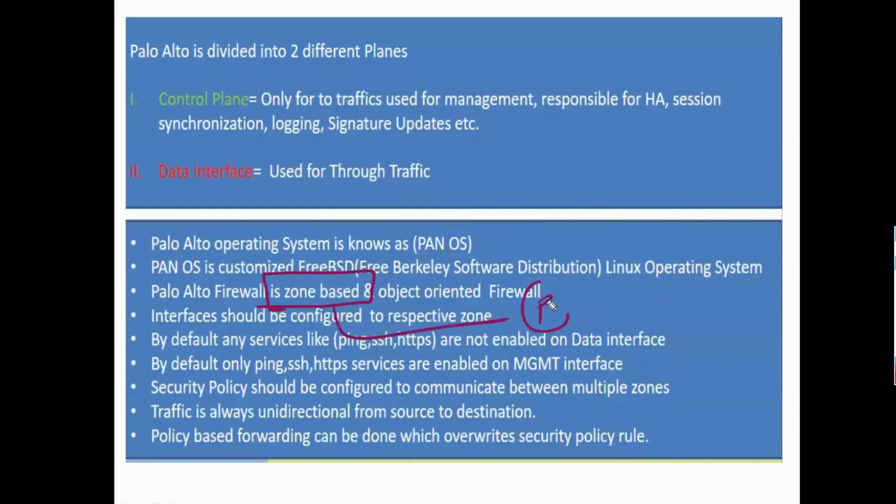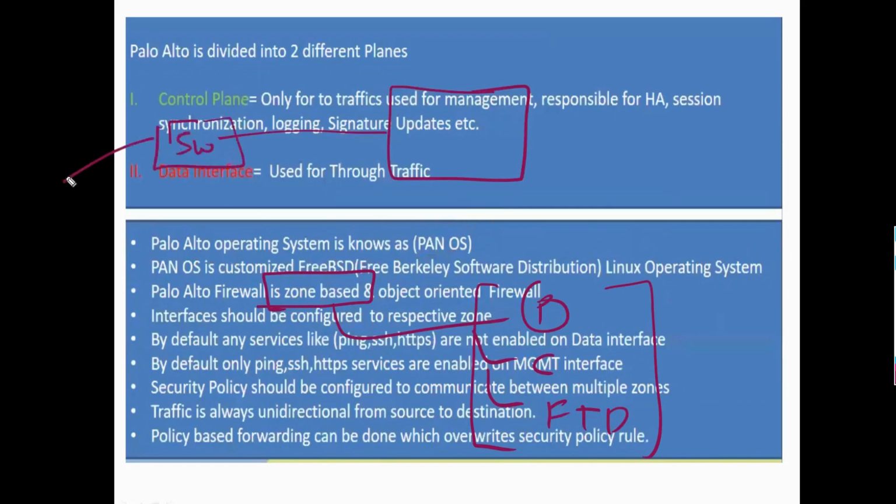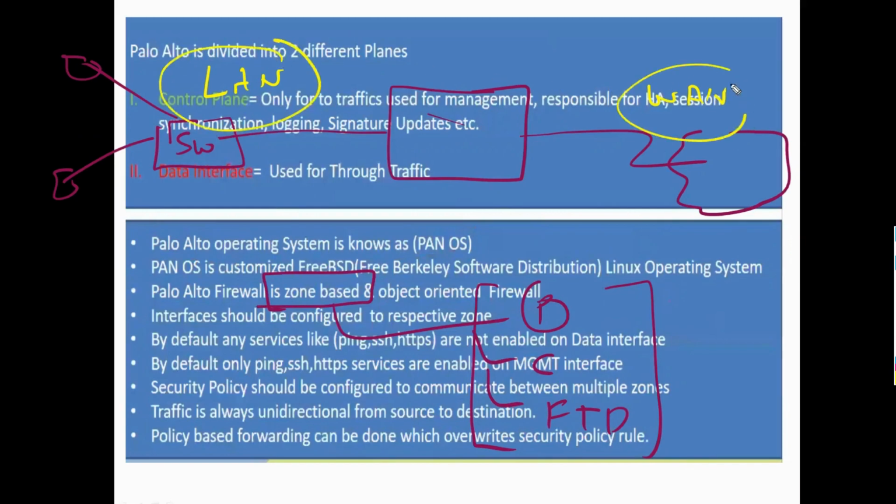Now, Palo Alto is a zone-based firewall box. So Palo Alto, Checkpoint, and Cisco FTD are zone-based firewalls. I told you guys, remember, if you want to allow traffic from one zone to another, for example from the LAN zone to the WAN zone, you need to configure a security policy. Everything you need to configure manually.